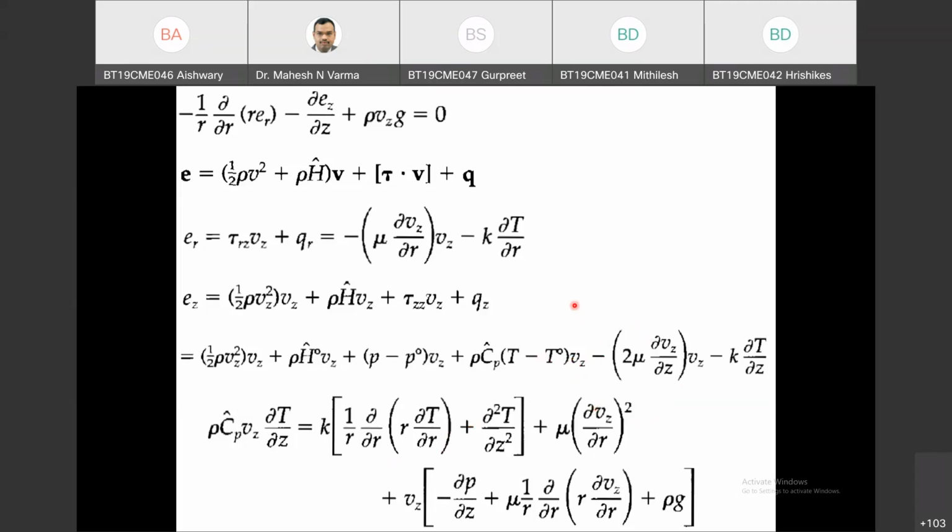You can write in the chat box. If anybody is getting this, you can write in the chat box. Anybody getting this equation? Are you trying or just sitting?